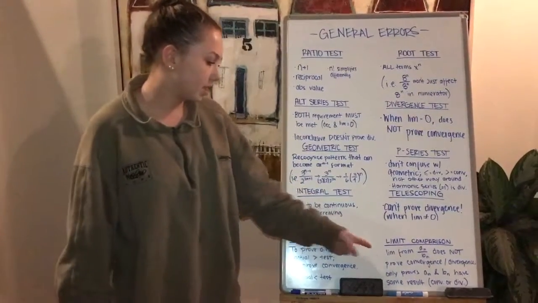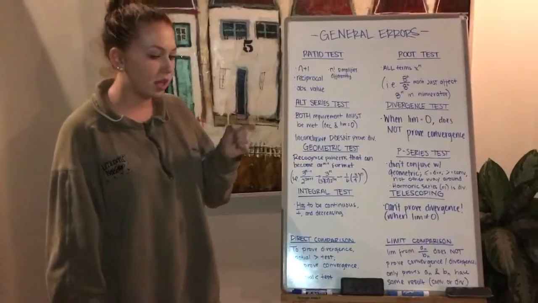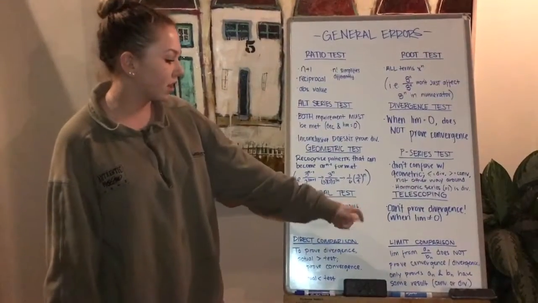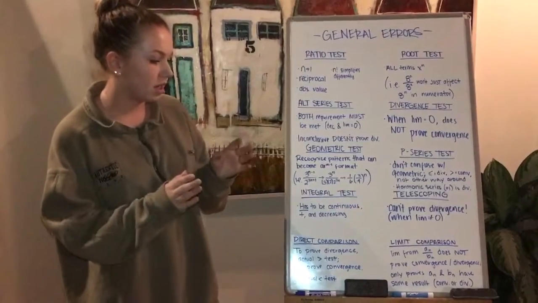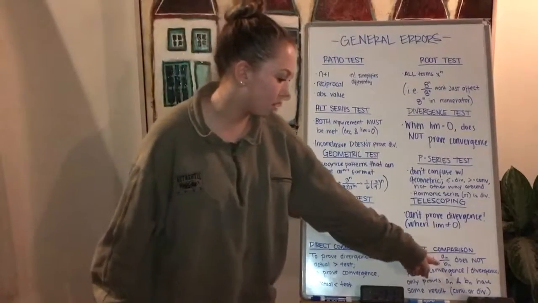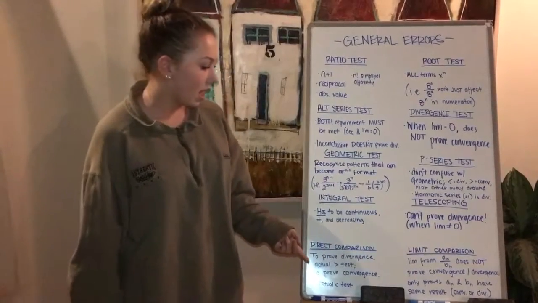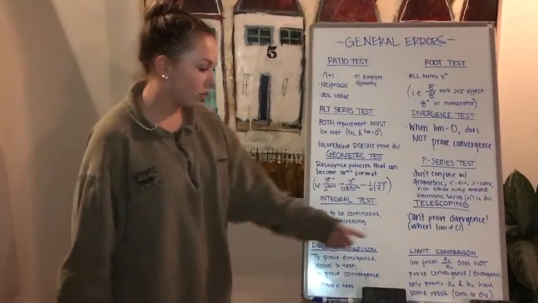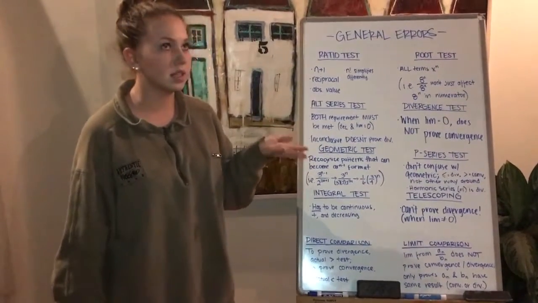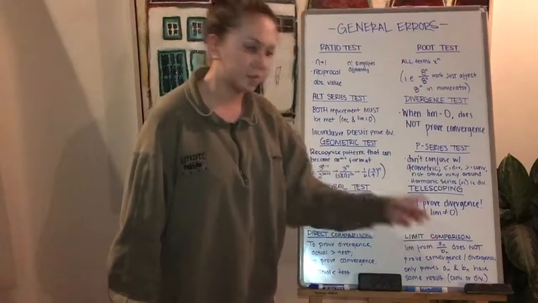And then for the limit comparison test, it can only prove that they're both convergent or both divergent. So if you know that b sub n is convergent, then you can only prove that a sub n is convergent as well. And that if b sub n is divergent, you can only prove that a sub n is divergent as well.